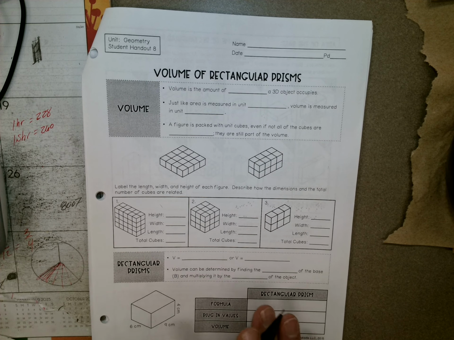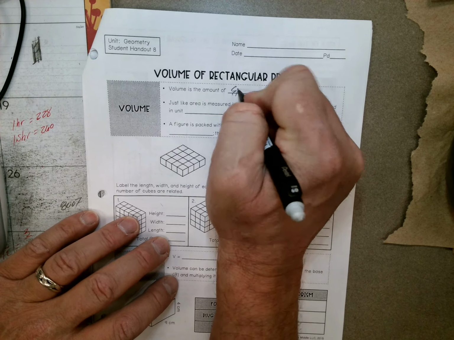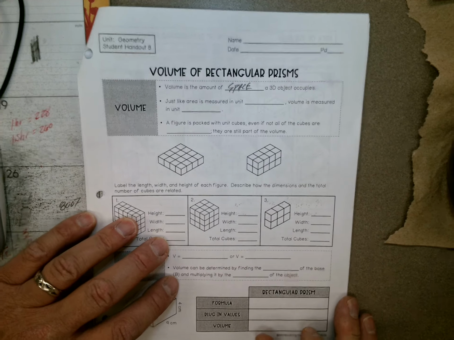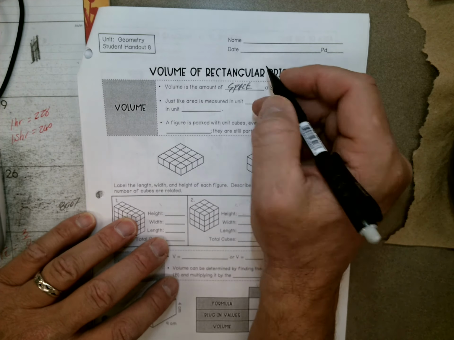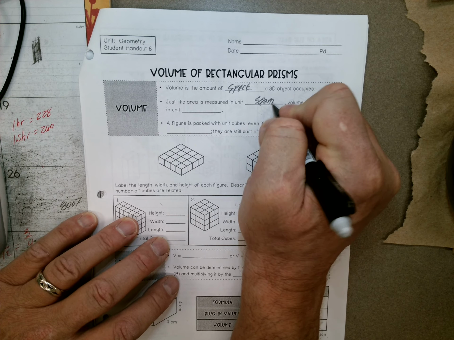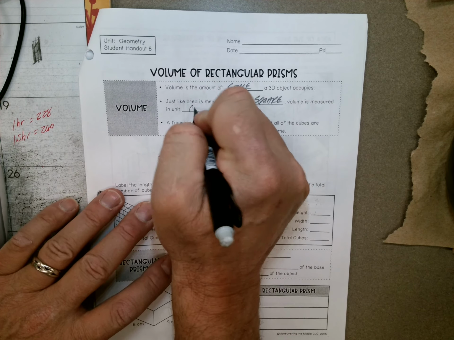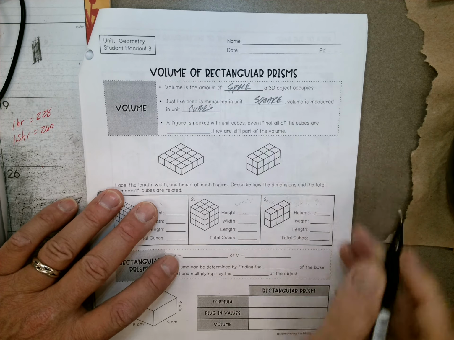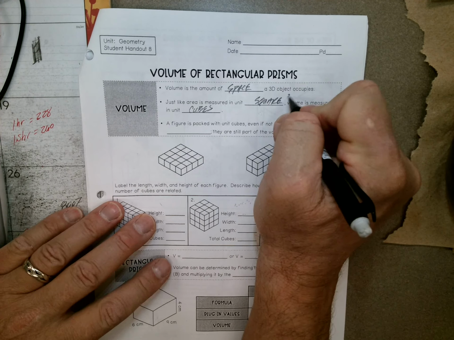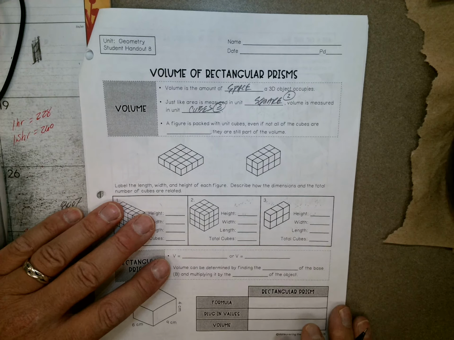Okay, let's get on to this. Volume is the amount of space a 3D object occupies. Just like area is measured in units squared, volume is measured in units cubed. So it's the three-dimensional. Square is denoted by that. Cubed is denoted by that.